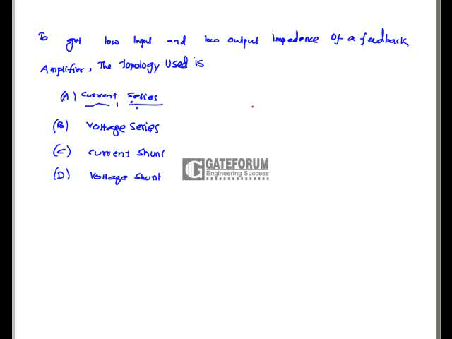That is, if we are connecting output in shunt, means we are taking the voltage as we are sampling the voltage at the output side. That is, voltage shunt is the possible topology to get both low input as well as the low output impedances. That is, option D is correct.